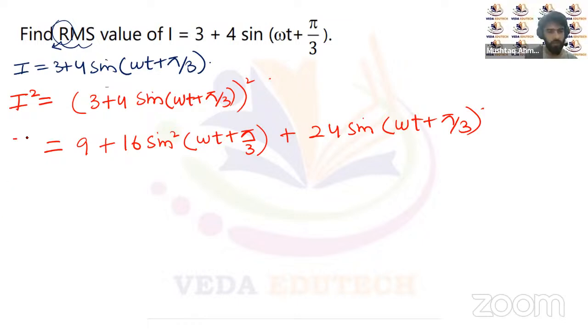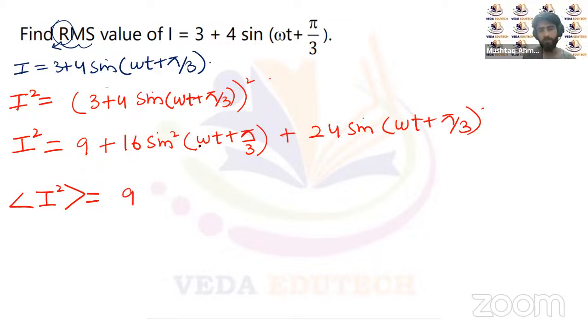Now we have just evaluated the i square. Now we have to find the average of this whole function. Now the average of 9 will be 9. It has to be 9.